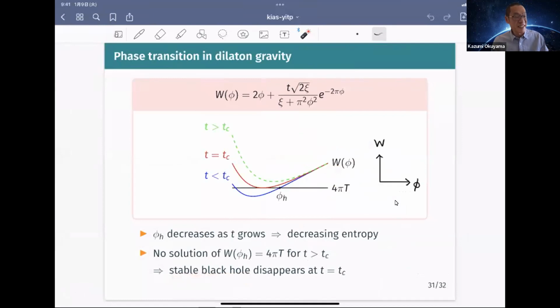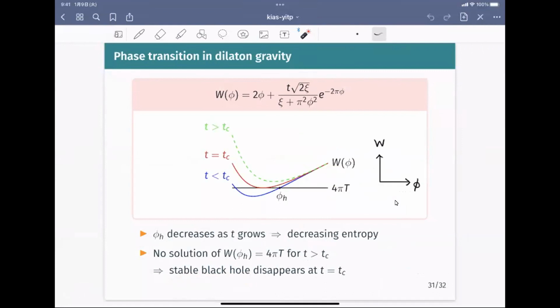So naively, we are considering the evaporating black hole. So eventually the black hole disappears. There is no black hole at all. Oh, I see. So the Tc is the end point. Okay, the end of the evaporation. Okay, thank you. Can I ask a question?